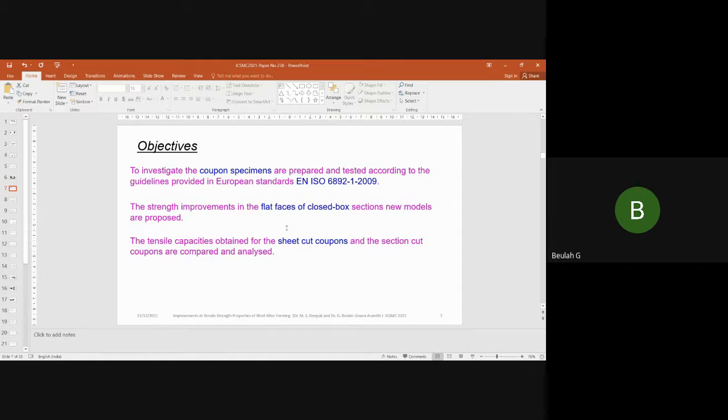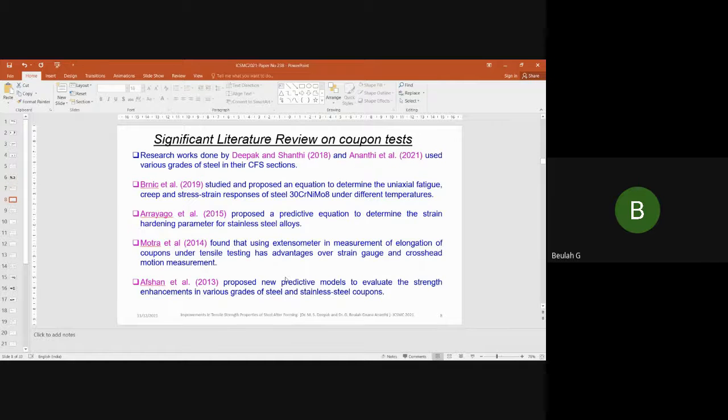So the main objective is to study the pattern of behavior based on the European standard, which is EN ISO 6892, and the flat faces of the closed box sections, in which new models can be proposed. The tensile capacity is obtained for the sheet cut coupons, and the sections are cut and compared and analyzed. So there are three different ways in which they are cut. One is longitudinal, transverse, and in the diagonal directions.